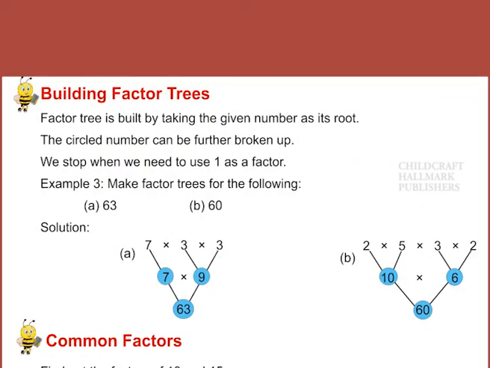Building factor trees. Factor tree is built by taking the given number as its root. The circled number can be further broken up. We stop when we need to use 1 as a factor. Example 3. Make factor trees for the following: 63, 60. Solution.